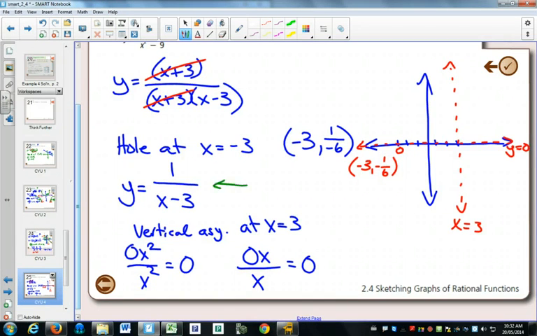Now, if we look at our simplified fraction, will this ever equal 0? The top will never equal 0 because it's a 1. This one has no x-intercepts. But if you plug in 0 for x, can you see that you'll have a y-intercept at 0 comma negative 1/3?